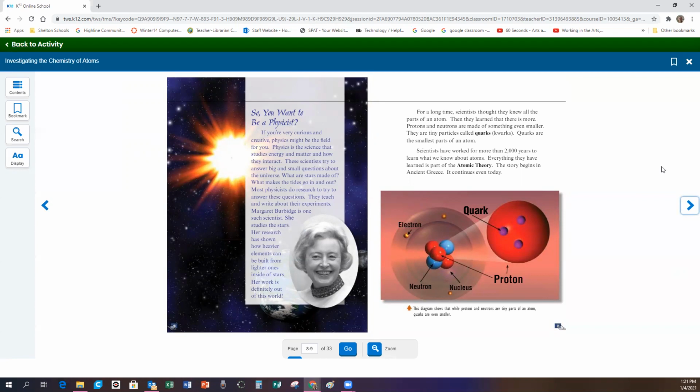Margaret Burbridge is one such scientist. She studies the stars. Her research has shown how heavier elements can be built from lighter ones inside of stars. Her work is definitely out of this world.